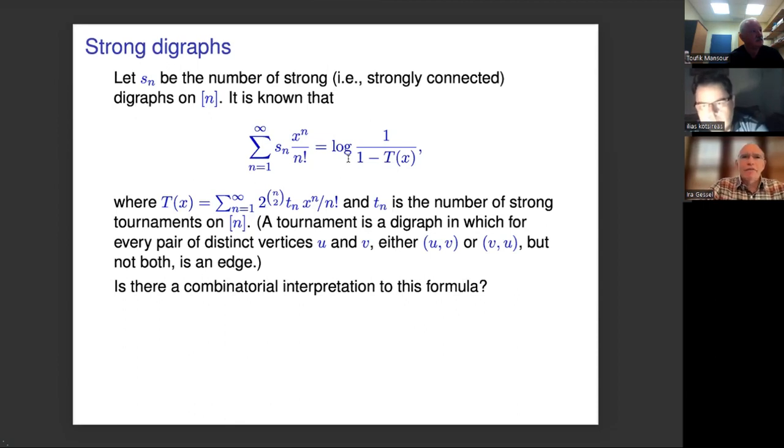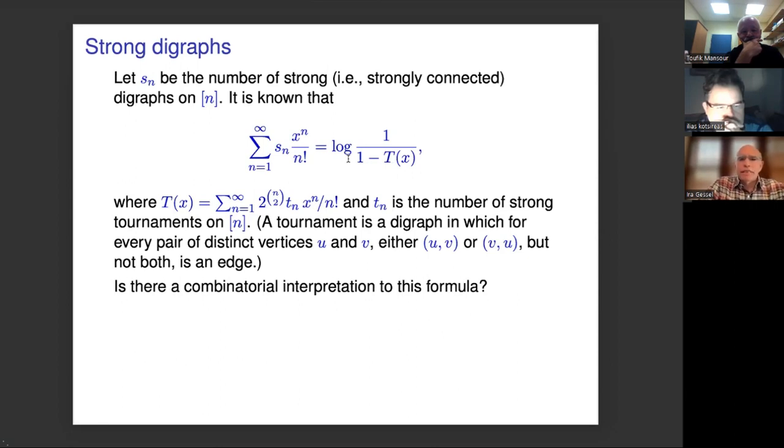So a digraph is just a directed graph. A strong digraph is one in which for any two vertices u and v, there's a directed path from u to v. So it's not really obvious how to count them. These are all labeled digraphs that I'm talking about. It's not obvious how to count strong digraphs on the vertex set 1 up to n.